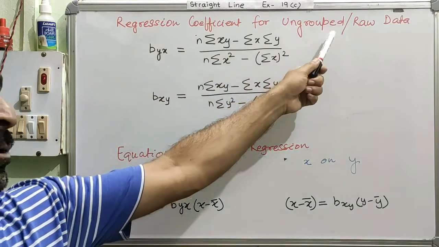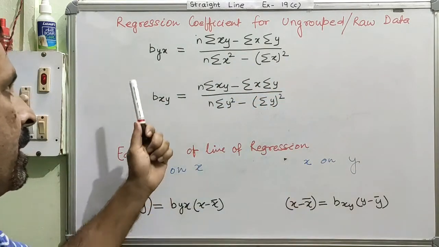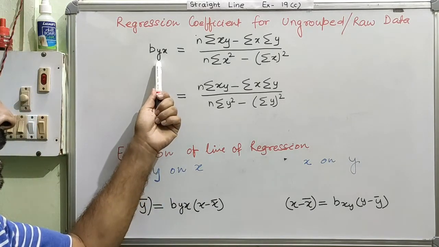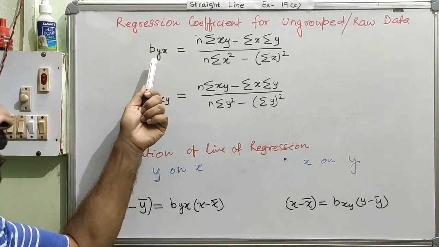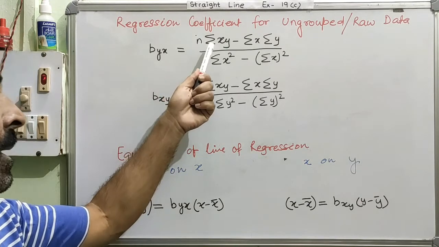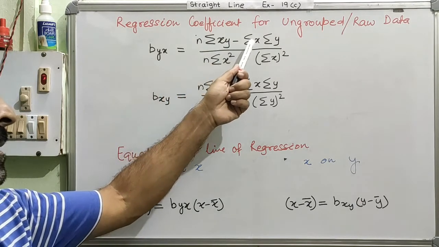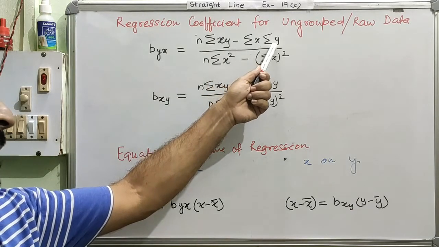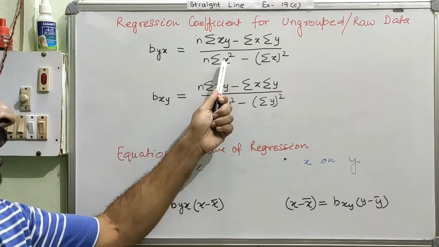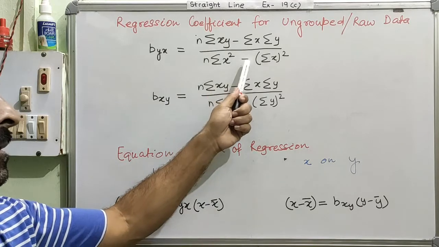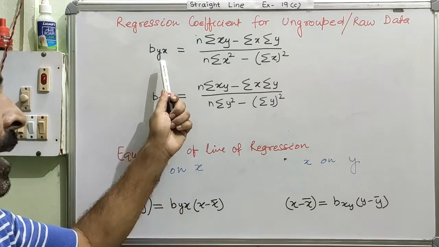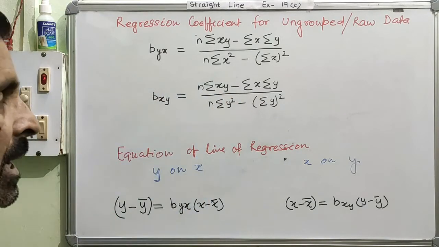The regression coefficient for ungrouped data or the raw data. This is the formula which can be used for calculating the regression coefficient of y on x. Here n is the number of data, then the sum of all the products of x and y, then the sum of all the x into the sum of all the y. Denominator: n into summation of x square, the sum of all the x square, minus the square of the sum of all the x. Clear?